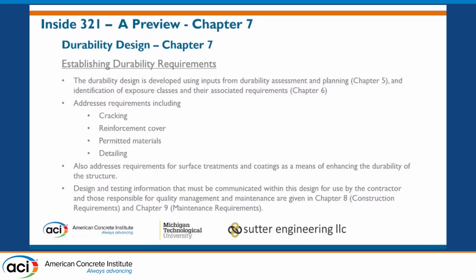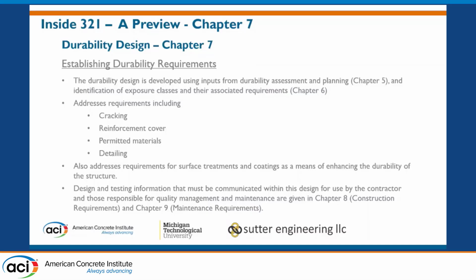Chapter 7 is durability design, and the durability design is going to take that information that we have from the plan. We've gone through the plan. We understand where we're going in terms of the maintenance, in terms of everything that has to be considered to build up to the point of what the exposure conditions, the exposure categories, are. And from there you move forward and you develop your design to achieve durability. You consider things, and this is obviously just a very short list, like cracking, your reinforcement cover, the permitted materials that are going to be used, and detailing of the structure.